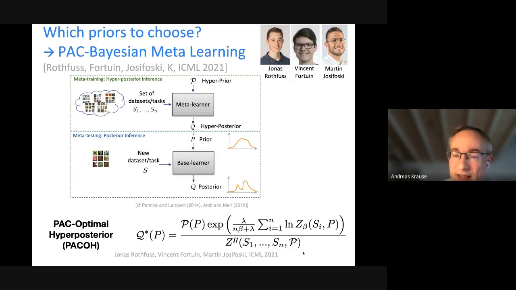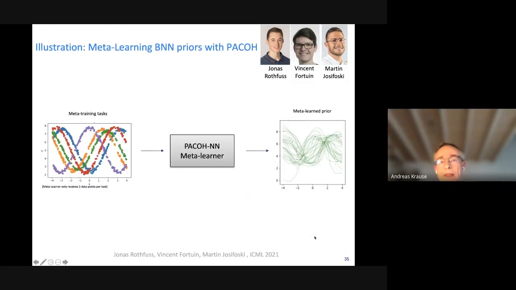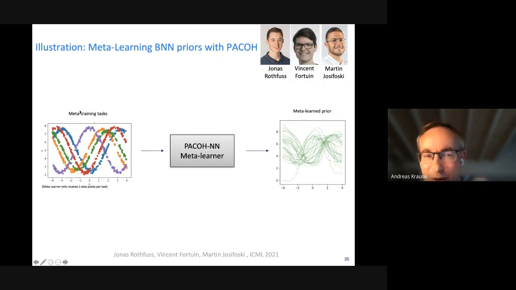We'll not go into much detail of this method, but I'd rather tell you about some results that can be obtained from it. And we'll start with just some cartoon illustrations. Here we start with a collection of meta-training tasks. These are very simple 1D regression problems, where each of these colored sets of points corresponds to a task. Like all these blue points are one regression data set. The green points are one regression data set, and so on. These are all generated just from sine curves with slightly different phases and frequencies.